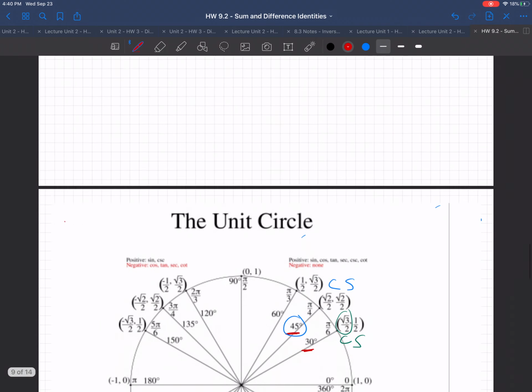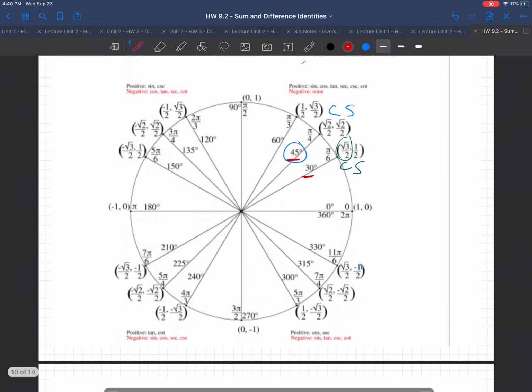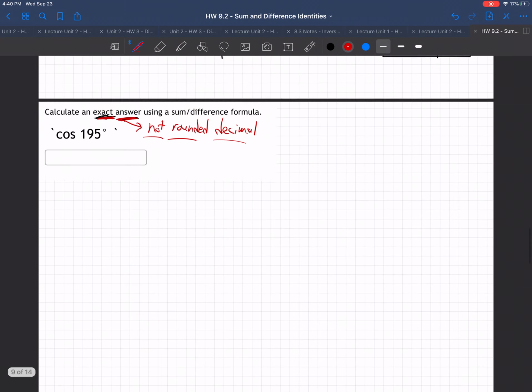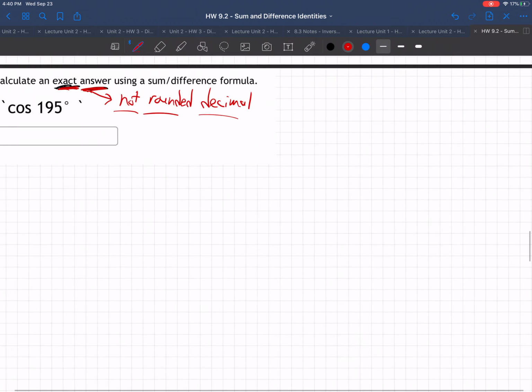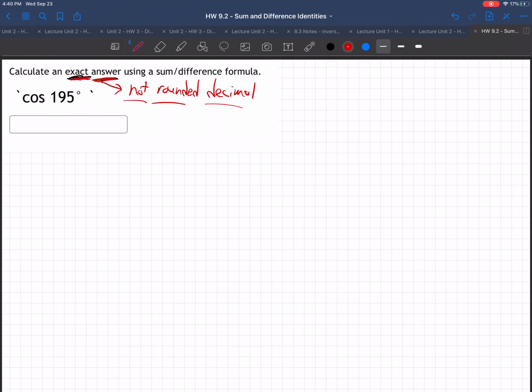Well, we can do it on the unit circle, right? Well, the problem is there's no 195 on our unit circle, is there? 195 should be right around there, between 180 and 210, but it ain't there, is it? So there's no 195 on the unit circle, and I can't use my calculator because I'll get a decimal that goes forever and I have to round it, and then it's not exact. Well, how in the world do I get cosine of 195?